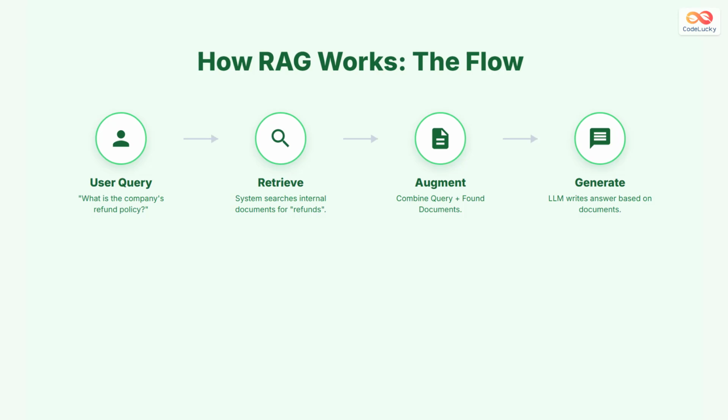Here is the flow of how it works. It starts with a user query, like asking about a refund policy. Instead of guessing, the system first retrieves relevant documents from your database. It then augments the original question with these facts. Finally, the AI generates an answer based specifically on those documents. It is a seamless process that happens in milliseconds.